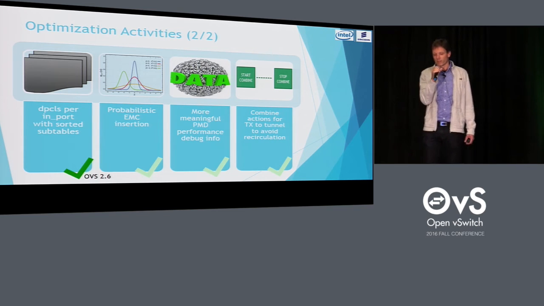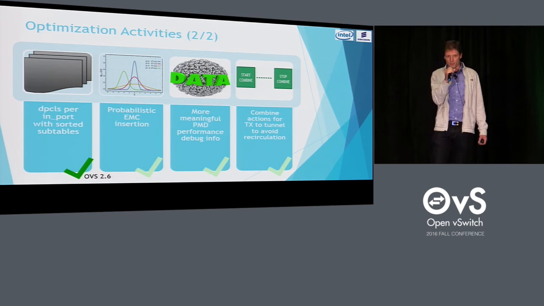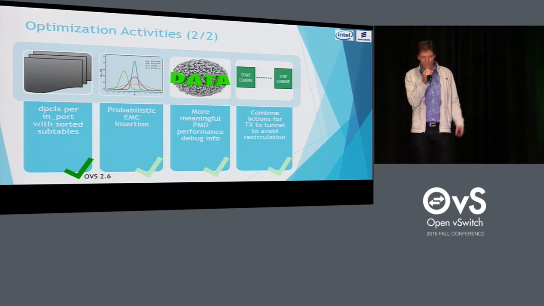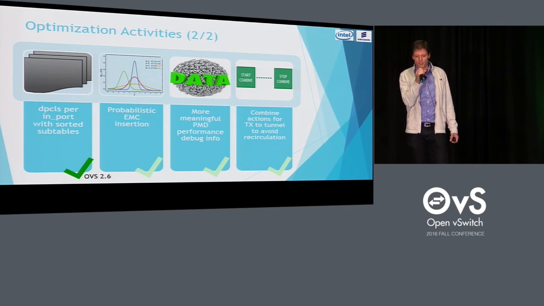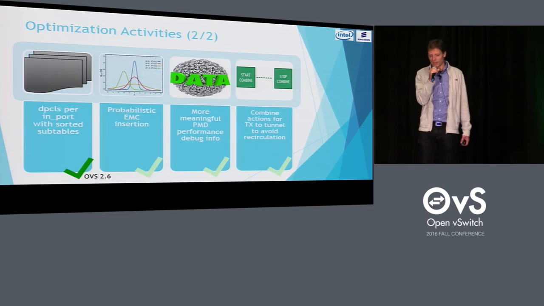And together with that, we have done some improvements on the usefulness of the PMD-STAT-show printout, which gives you some idea about the utilization and the performance of the data path. I'll show you an example of that in a minute.